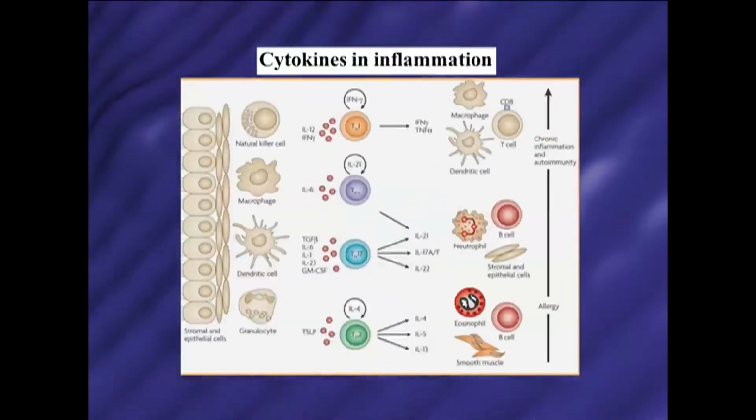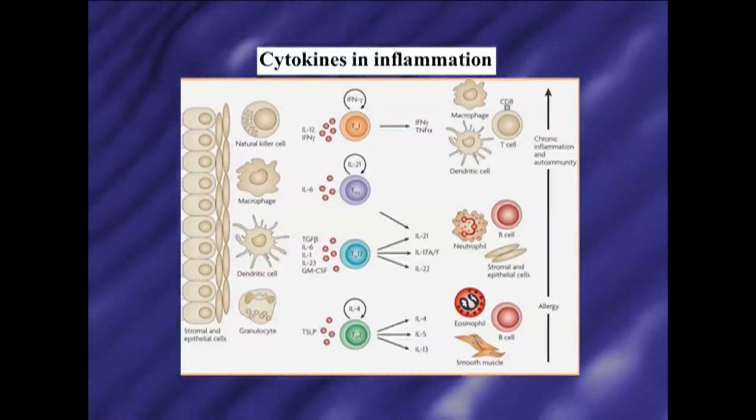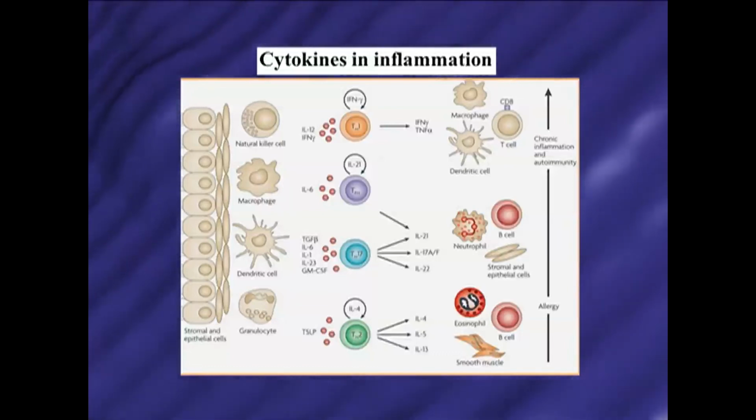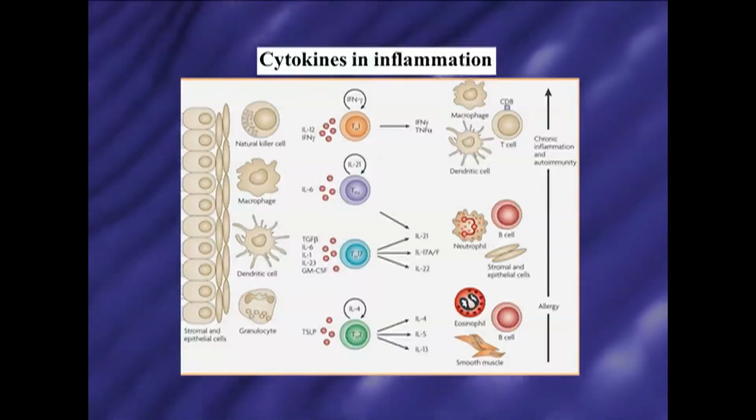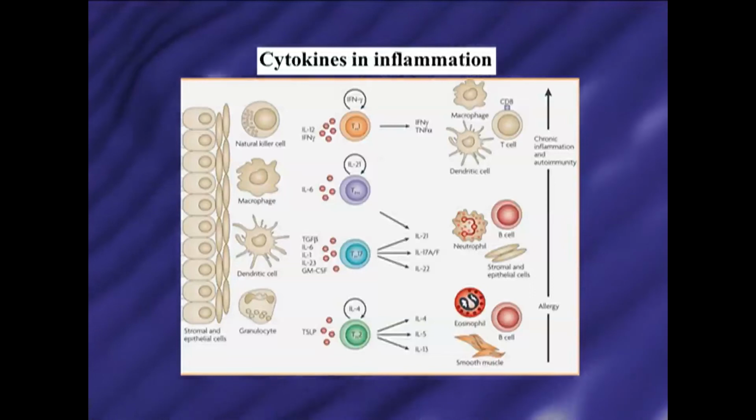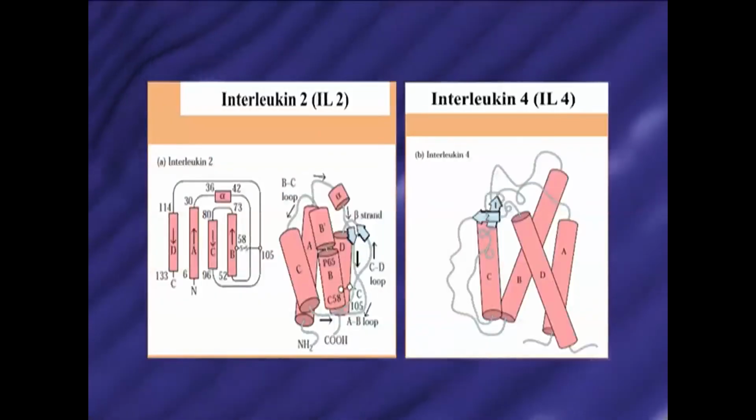Cytokines are very important for inflammation. There are many cytokines which are called pro-inflammatory, and there are some cytokines which are called anti-inflammatory, and the balance between these pro-inflammatory and anti-inflammatory cytokines maintains the intensity and duration of an inflammation. And apart from these, cytokines have many other different biological functions. Now I will tell you about two very important cytokines, interleukin 2 and interleukin 4.